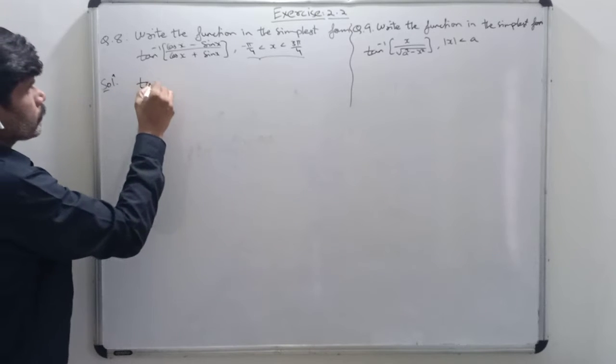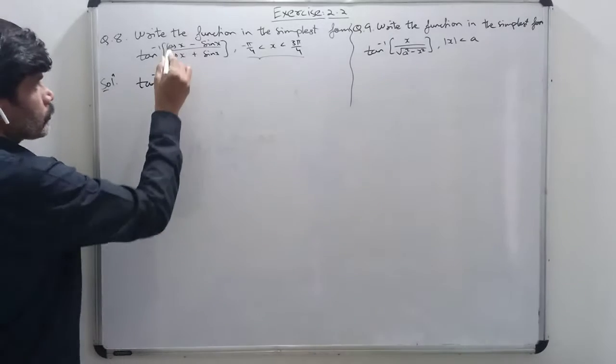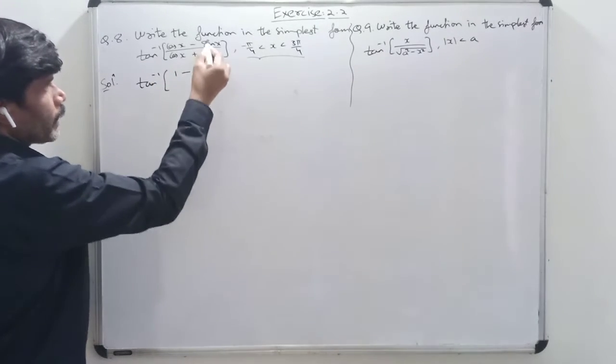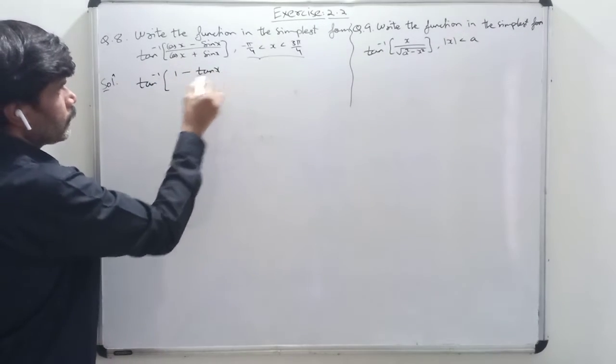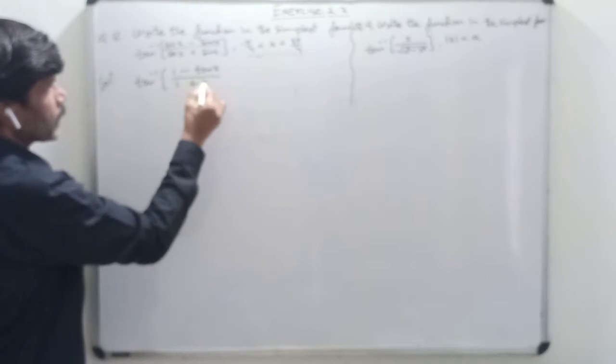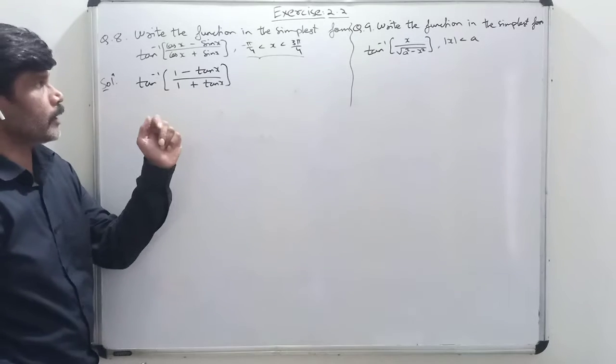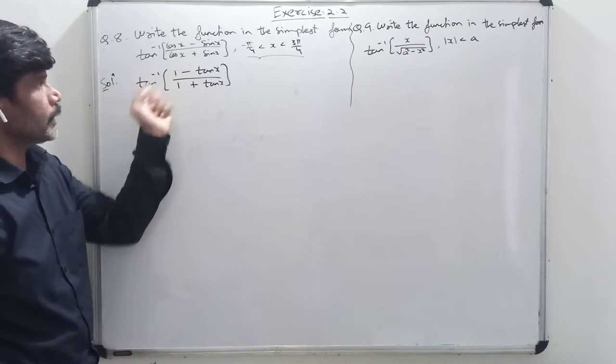Tan inverse of. In this bracket, I am dividing numerator and denominator by cos x. So cos x upon cos x is 1, minus sin x upon cos x is tan x. Same way I am dividing the denominator also. So cos x upon cos x is 1, plus sin x upon cos x is tan x. So what I have done is divide numerator and denominator by cos x in the bracket.